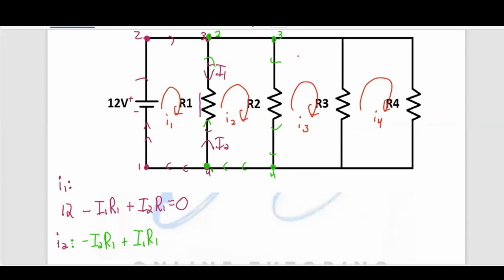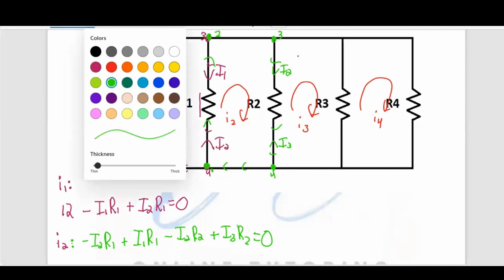So going up here, we are at 2, 3, nothing happening. Now we're going through R2. Same concept. We have I3 going up, and we have I2 coming down here. So any resistor that I2 goes through will be negative, so it's going to end up being minus I2 R2. But since I3 is going in the opposite direction to what we assume, it will be plus I3 R2. And it will equal 0, because you're back to where we started. Look, equation complete.